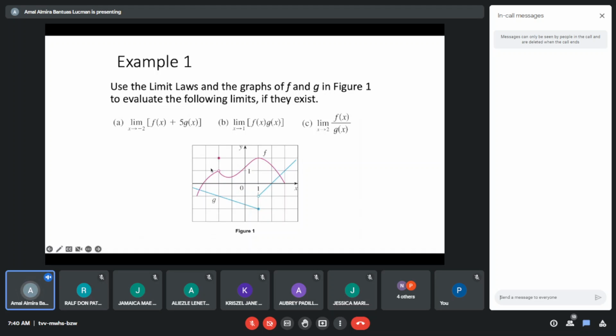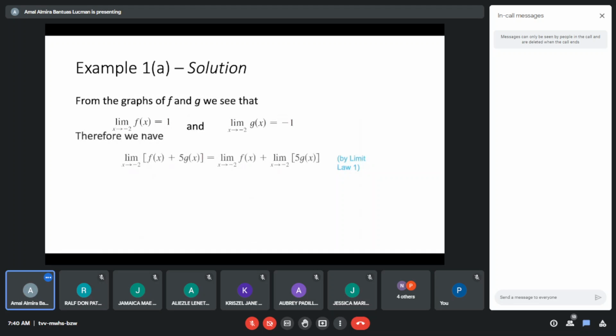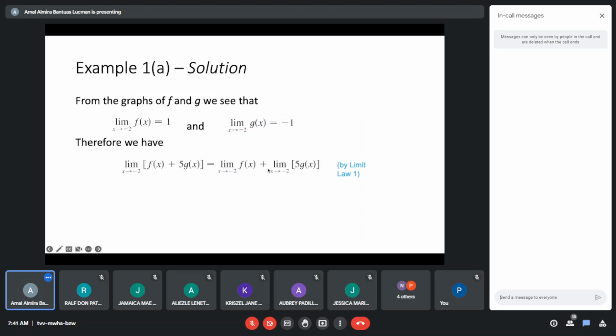The limit of f as x approaches negative 2 is 1. Plus 5 times the limit of g as x approaches negative 2. What is g here? The limit is negative 1. Therefore, the limit of f is 1 and the limit of g is negative 1. So 1 plus 5 times negative 1 would be negative 4. Do you understand, class?